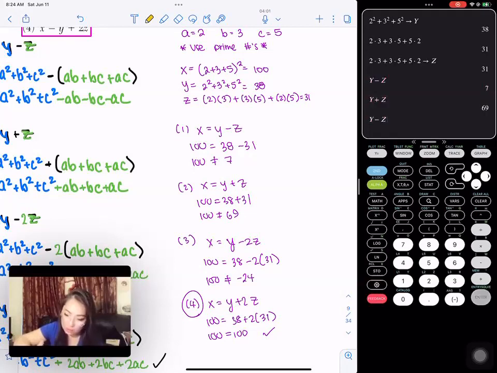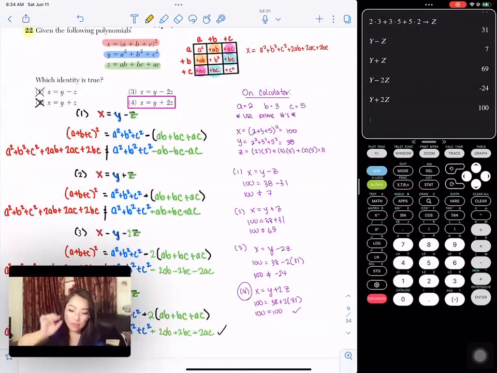They want me to subtract, but double it. Okay, no problem. That's going to be 24, which is not the answer. And if I add it, you get 100. So choice 4 is the answer. So that's how you do it on the calculator.